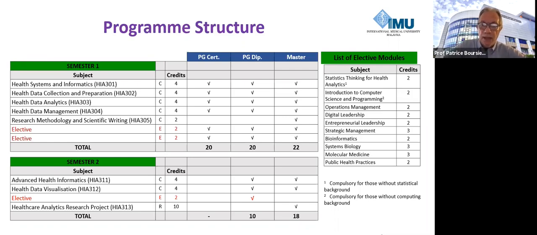And something very important here on the right side at the bottom: if you don't have any background in statistics and in computing, then you will have to take 2 specific electives at the beginning of the program. One about statistics thinking for health analytics, and the other one, introduction to computer science and programming. Okay, so if you have questions about this later, you can type your question in the chat box. Okay, next slide, please.